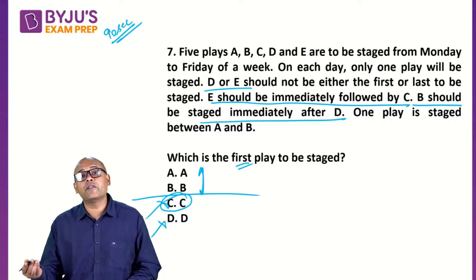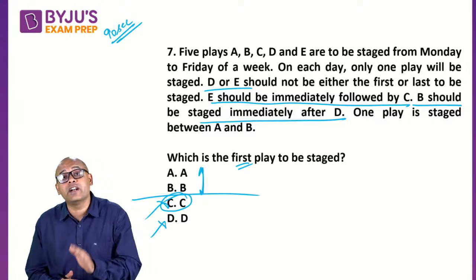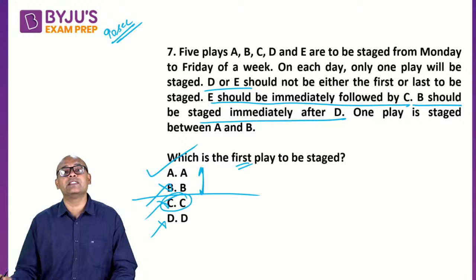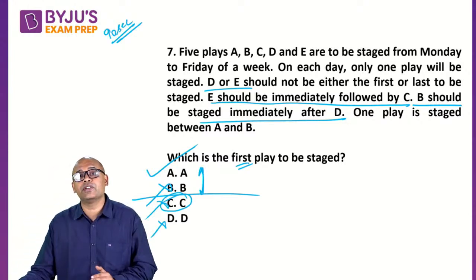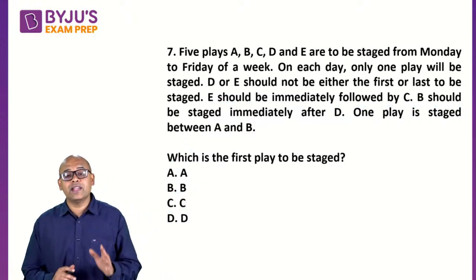So B should come after D, which will tell you that B also cannot be first, because B should come after D. Which means this is also gone. Without solving anything, you can say A is the answer. You are just reading the question and saying what the answer is. Okay, so once again, how do you get the answer?